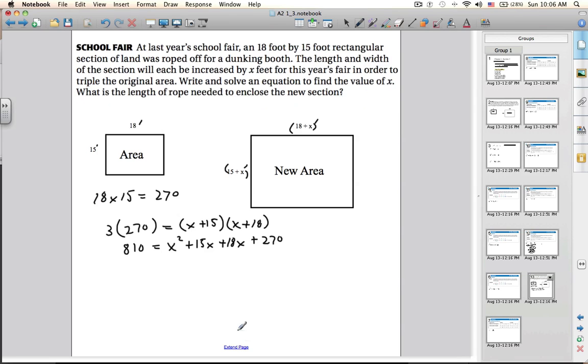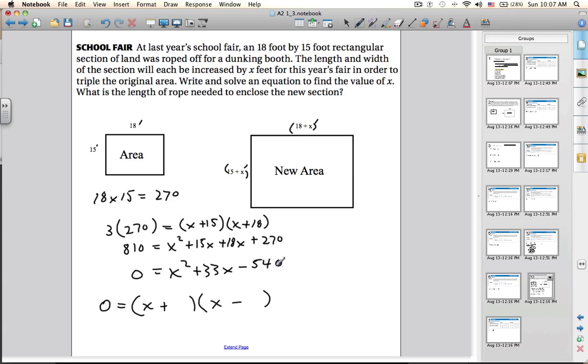And when I combine like terms, we're going to make this equal 0. So I'm going to subtract 810 from either side, and combine like terms. I get x squared plus 33x minus 540. So now, I'm going to look for the factors of 540 that will have a difference of 33, and start working on the factorization. I know that I'm going to have x in each binomial because x times x makes x squared. I know that the signs are going to be different because I need a positive number times a negative number in order to get a negative result.